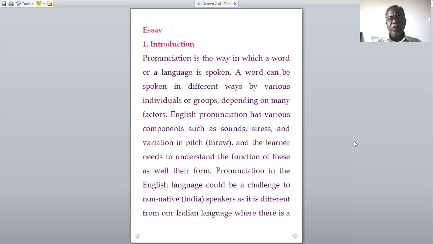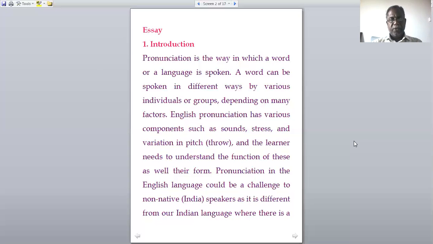So when you speak some words, they will have to come out freely. Then only people will listen. So the first one is sounds, the second one is stress, and then variation in pitch. And the learner needs to understand the function of these as well as their form. So we need to know about the English pronunciation sound system, its classification, and the function of these as well as their form.